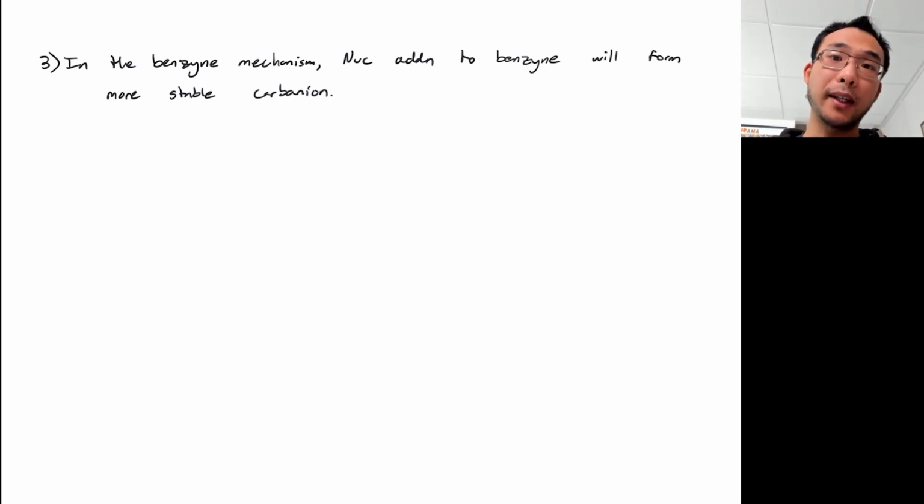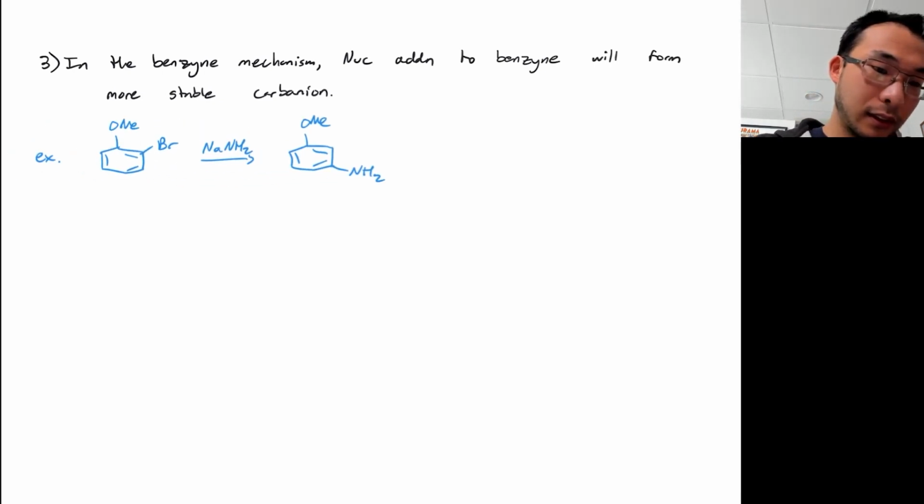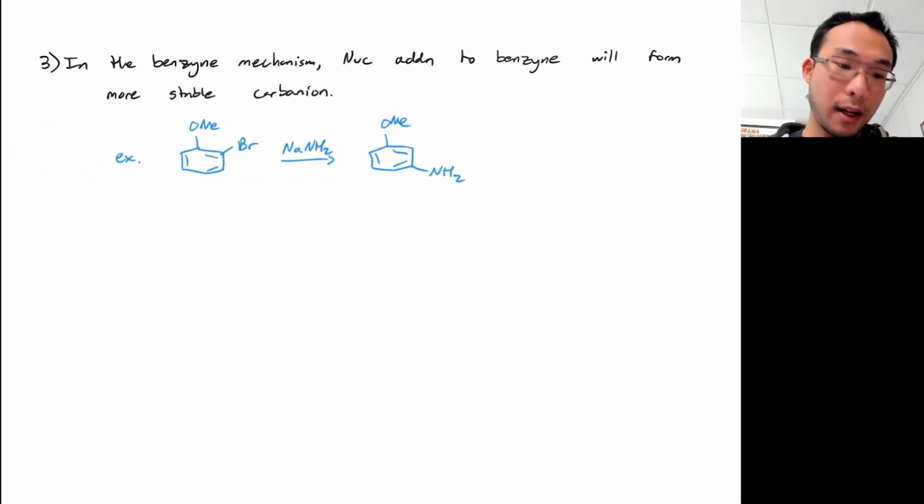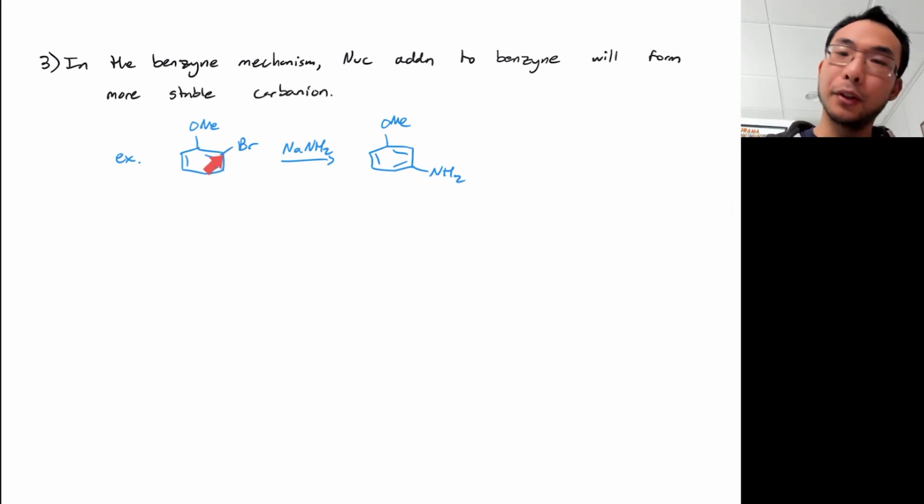In the benzyne mechanism, we also have a choice of 2 carbon atoms to react at, and sometimes we do see selectivity between those 2 carbons. So as an example of that, if you take this bromoanisole here and react it with sodium amide, what you actually end up seeing is that this is the only product that is formed. So you don't get any substitution at the original position of the leaving group. So all of the substitution happens this way.